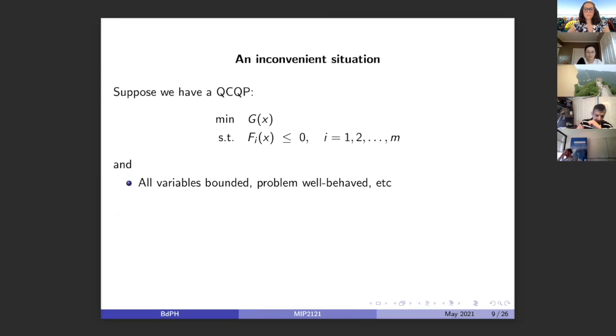Here's the last theoretical setting that I call an inconvenient situation. We have a QCQP, well behaved, all variables bounded, coefficients are nice, problem is well behaved, the usual setup that we like.